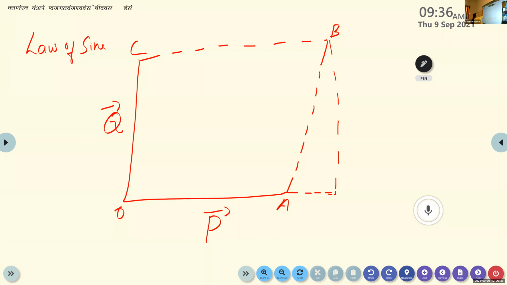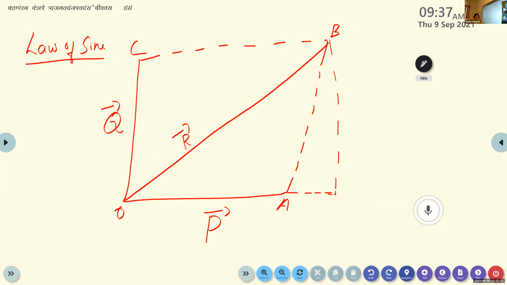Law of sine. In order to derive an expression for law of sine, here we consider the same figure. That is, we consider the two vectors, vector P and vector Q, with the magnitudes P and Q respectively. If they are representing the two adjacent sides of a parallelogram starting from the same point, then by the parallelogram law of vector addition, we know that the resultant is the diagonal of the parallelogram. All the other conditions will be the same.